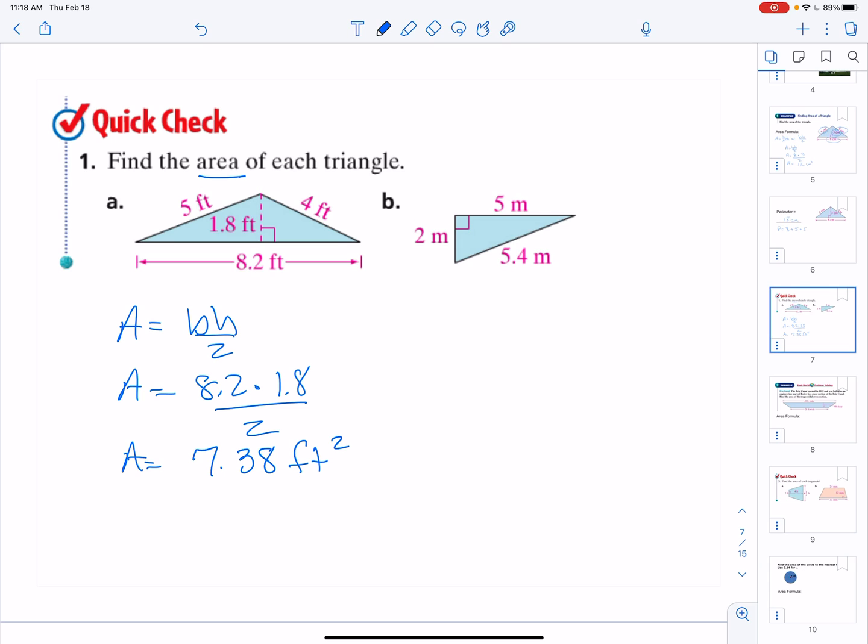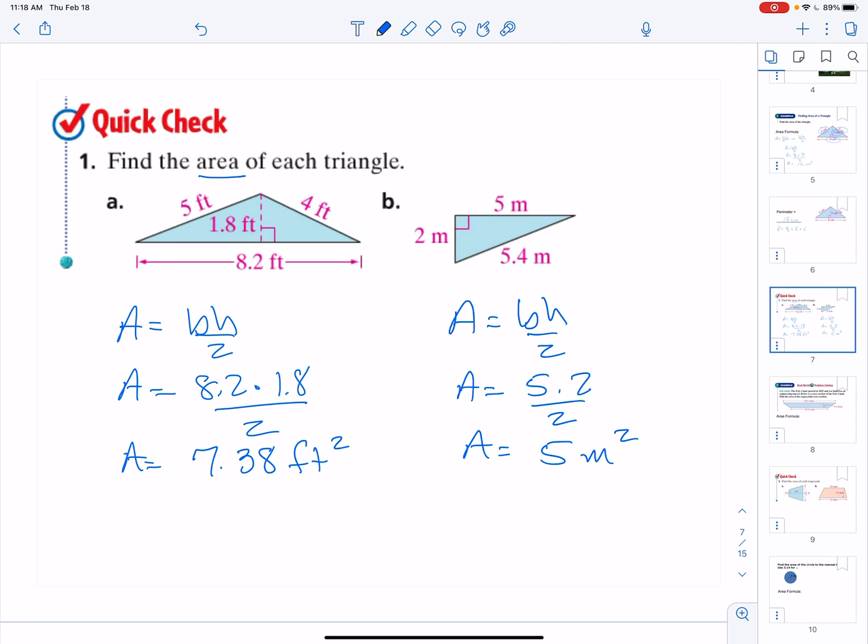For the second one, we'll start off the same way. A is equal to BH divided by 2. A is equal to, and again, I look for the 2 pieces that are touched by the right angle. That is the 5 and the 2. Okay, so 5 times 2 divided by 2. So area is equal to 5 times 2 is 10, divided by 2 gives me 5. And again, that would be meters squared. And that's what I'm looking for on all of these shapes. So that's how you do triangles.